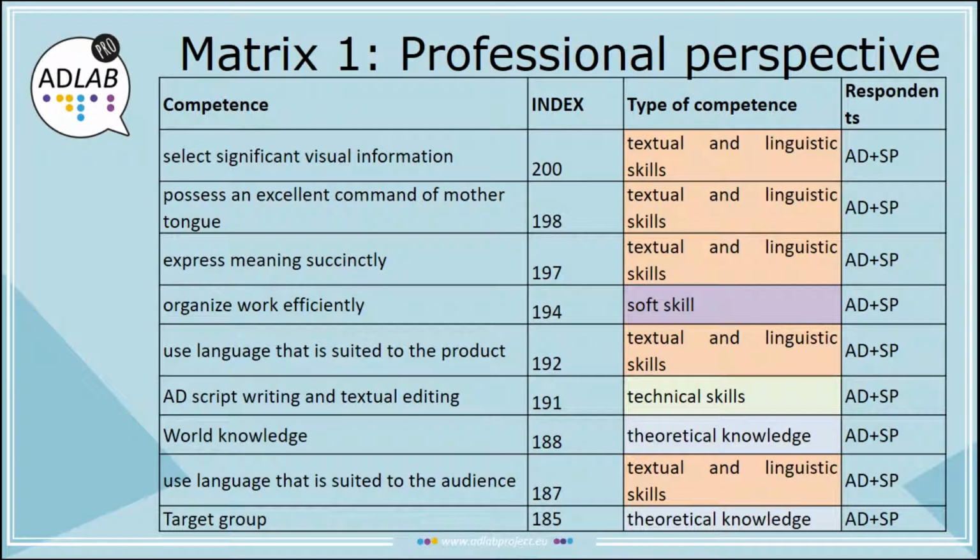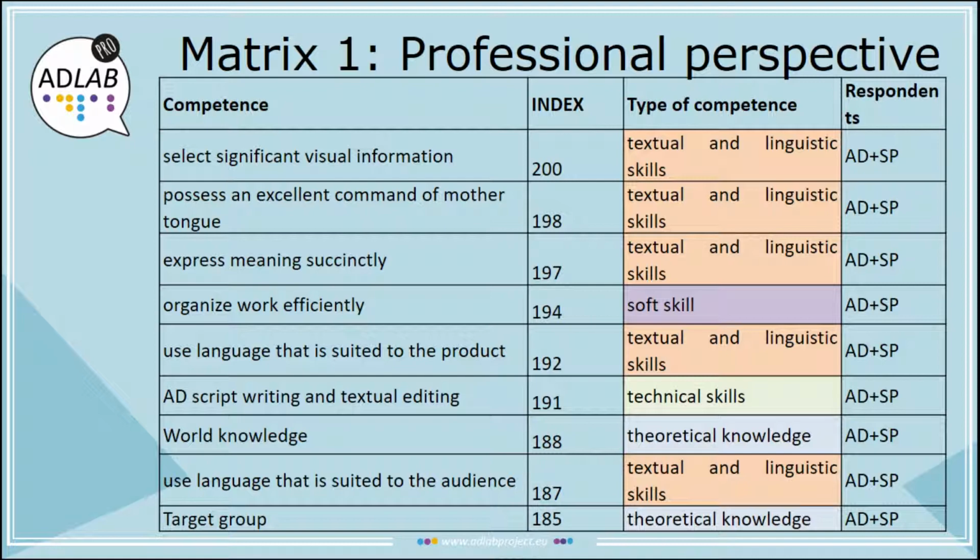And here I just wanted to show you a couple of samples of this matrix, how it is organized and how we are going to use it. This is a sample of the first matrix, the one including the most relevant skills and competencies according to the professionals. You can see the competencies listed on the left. You can see an index which we made up, summing the rankings of all the professionals. And then you can see the type of competence we are talking about. All in all, we've got a list of 62, 64 items. Here you can see just a few of them.